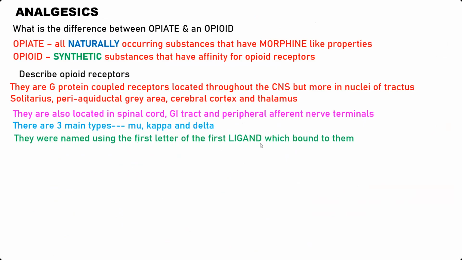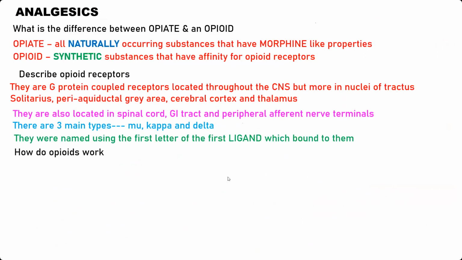So what ligand or what chemical bound to mu? Morphine. So that is why it's called mu. What bound to the kappa? Ketocyclazocine. Very good. And delta? It is derived from mouse vas deferens. They found the receptors more in the vas deferens of the rats. So that is why it is called delta. Deferens became delta. It is not like the usual alpha, beta, gamma, delta, which are all Greek alphabets, but here it is because of the ligand that it was named.